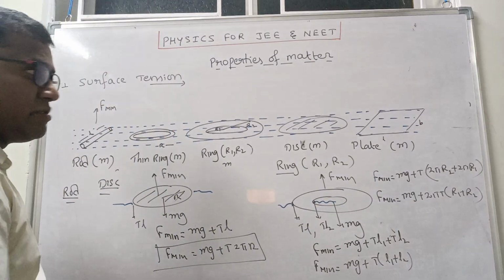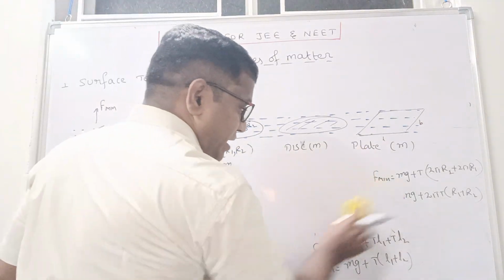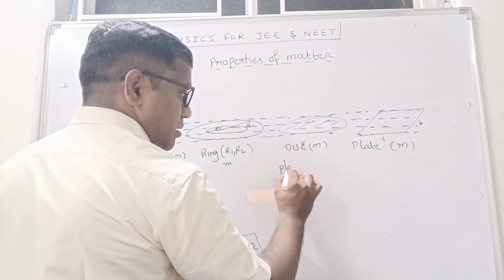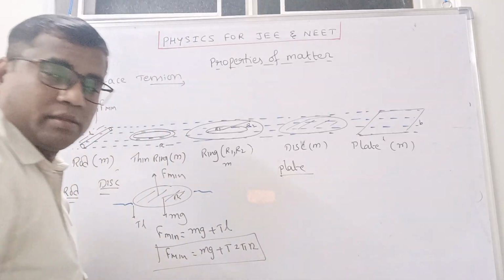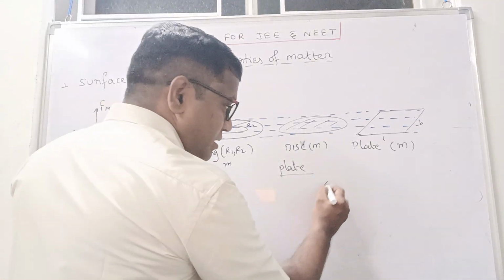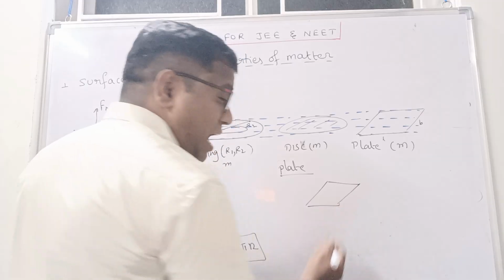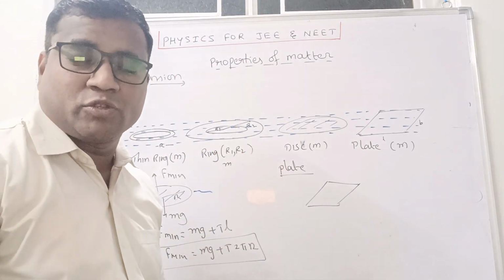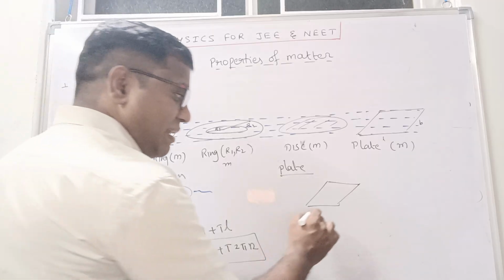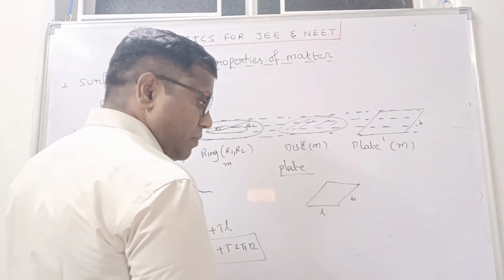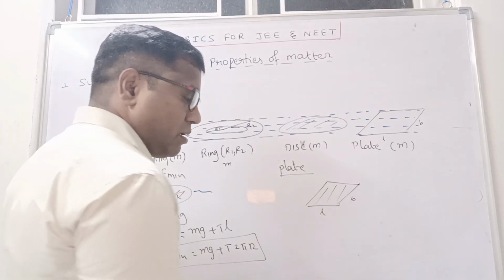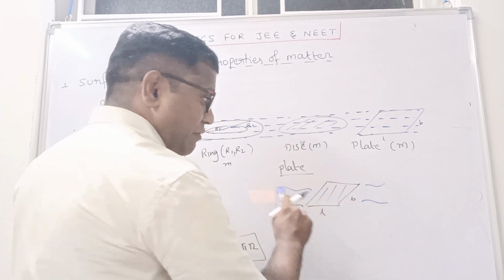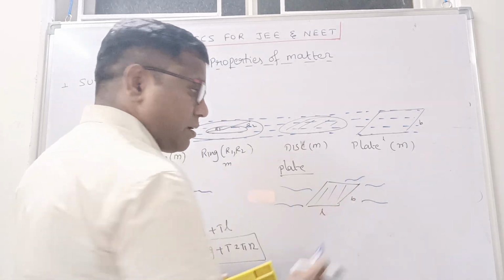Clear? Now see here, the last one, the plate. We'll see the plate here. Now the plate is like this. Whether it is rectangular or square depends upon the numerical. I will consider it a rectangular plate, so that length and breadth will be different, right? Having length L and breadth B. So it is a rectangular plate, right? And here liquid will be there, here, here, here, and here also liquid will be there.